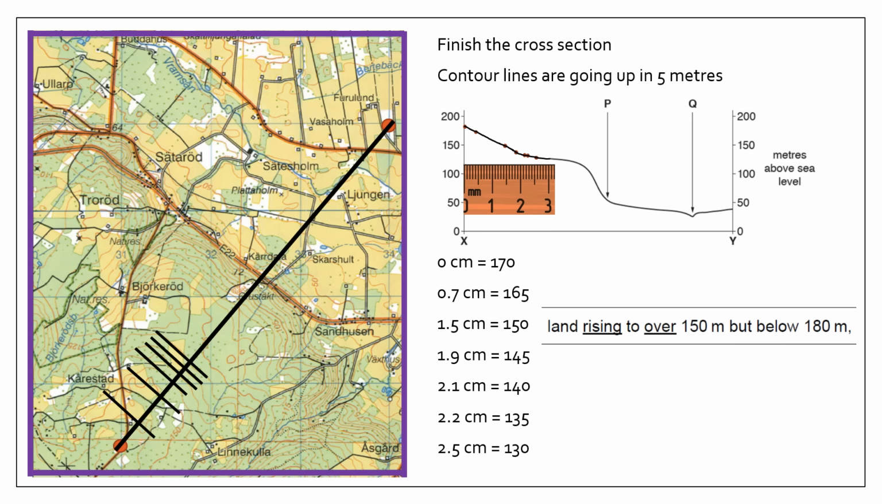And again, if I look at the mark scheme, land rising to over 150 meters, but below 180. And again, I've done that. So it's really important that with these questions, you take it nice and straightforward. You mark on the lines, you measure it with your ruler, make a little note somewhere on your exam paper or on a scrap piece of paper, and then carefully draw them on and connect the dots.